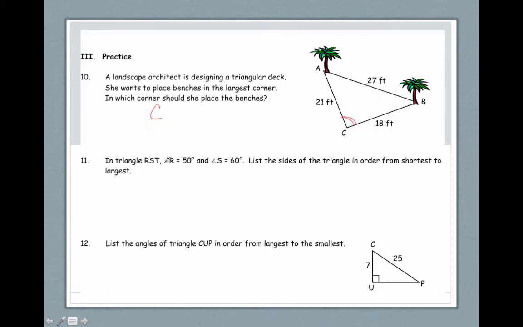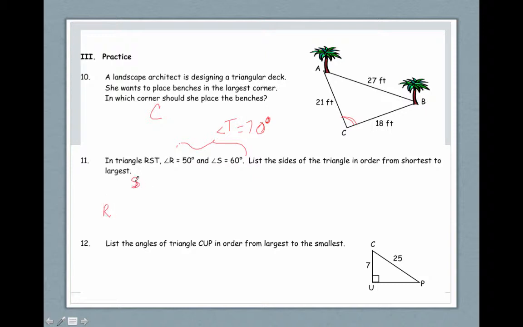In the triangle RST, angle R is 50 and angle S is 60. And we can glean from that right away that angle T is 70, because remember they all have to add up to 180. So 50 plus 60 is 110, so that leaves 70. So we want to list the sides of the triangle in order from the shortest to the largest.